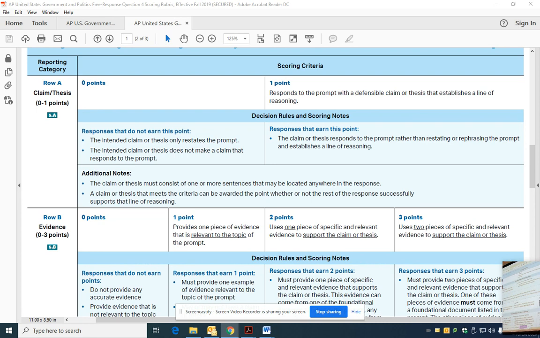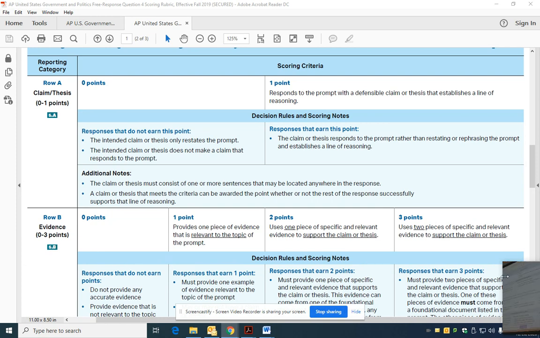I think you should definitely restate the prompt first, just to put you in the right mode of answering the question. But definitely make a claim and provide a line of reasoning. It could be the same sentence, could be 2 different sentences. A claim or thesis that meets the criteria can be awarded the point whether or not the rest of the response successfully supports that line of reasoning, which is not what we want. We want evidence and reasoning that will support our claim.